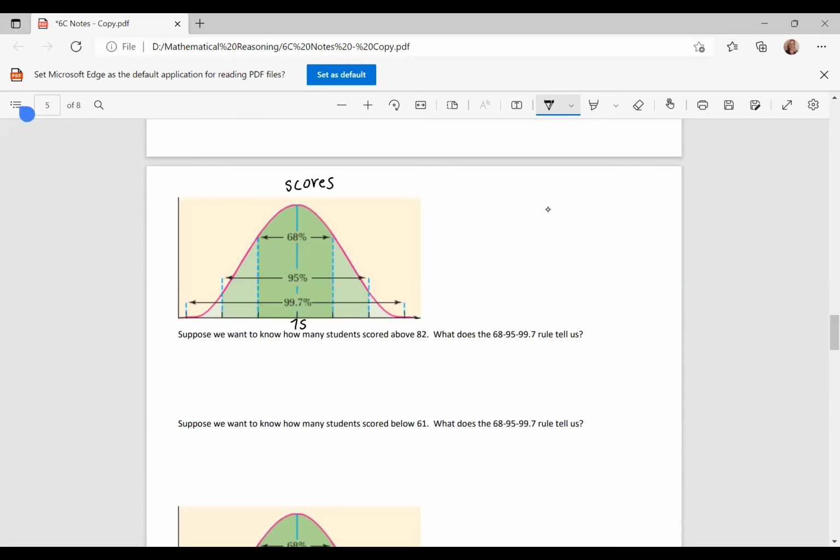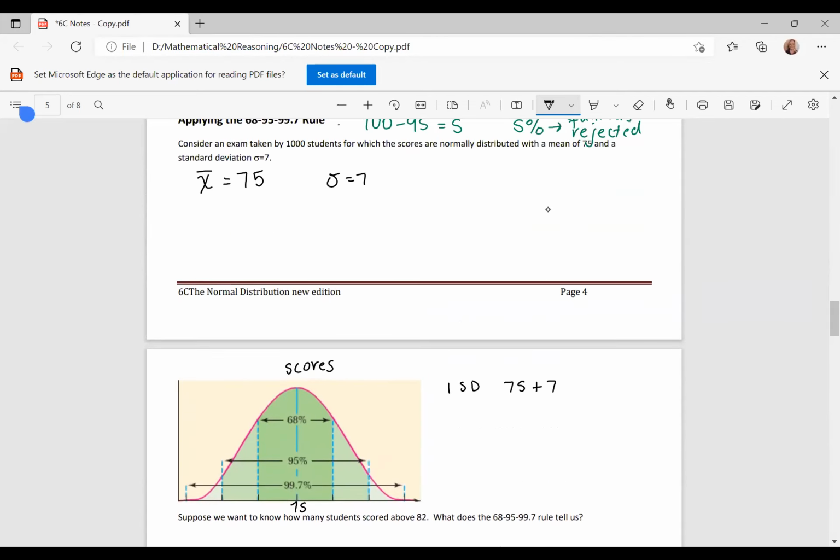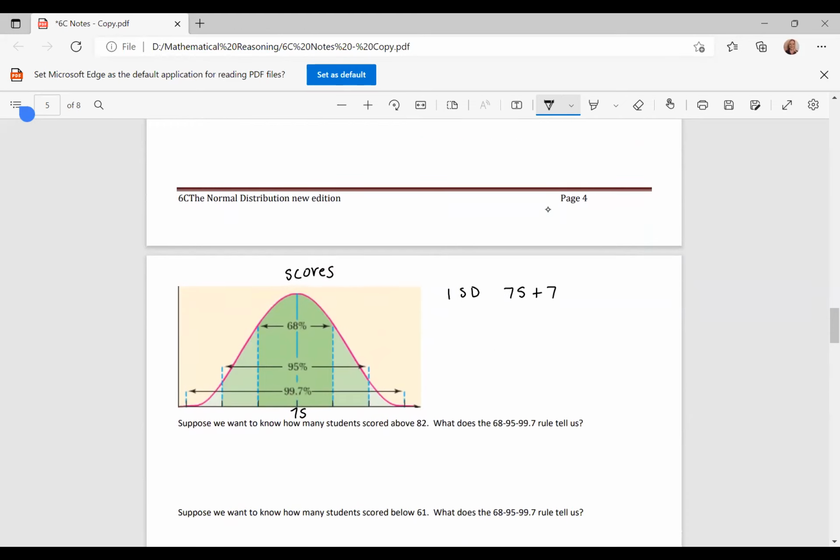The mean is at a 75. So if I want to know what one standard deviation away is, I'm going to take 75 and add my 7, which they told us was our standard deviation. And I'm also going to take 75 and subtract 7. So 75 plus 7 is going to give me 82, and 75 minus 7 is going to give me 68. So these numbers will be 68 and 82. That means that 68% of the students scored between a 68 and an 82.